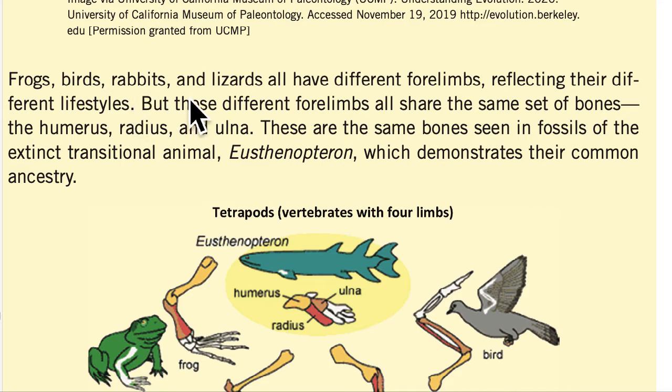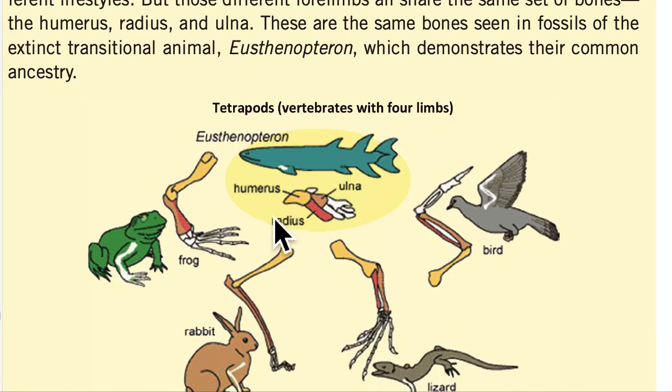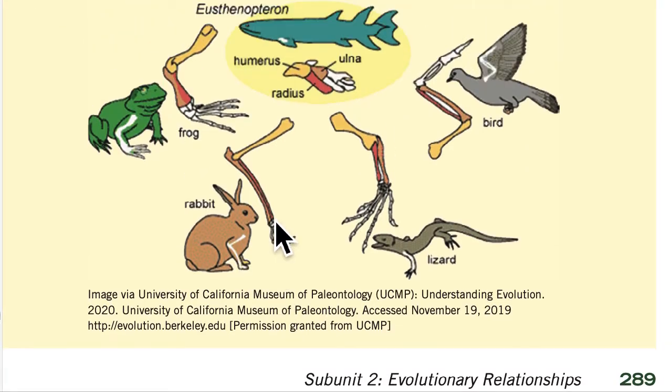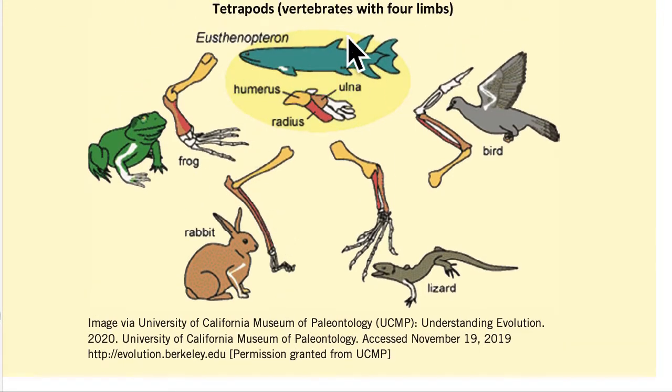Frogs, birds, rabbits, and lizards all have different forelimbs, reflecting their different lifestyles. But those different forelimbs all share the same set of bones, the humerus, radius, and ulna. These are the same bones seen in fossils of the extinct transitional animal Eusthenopteron, which demonstrates their common ancestry. Eusthenopteron: frog, rabbit, lizard, and bird.